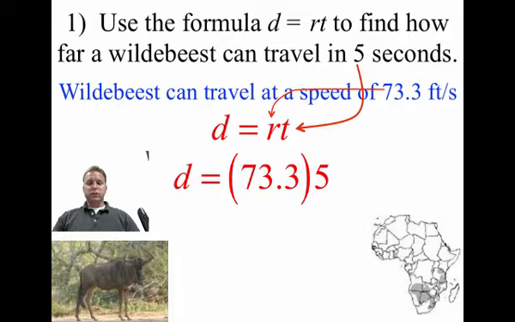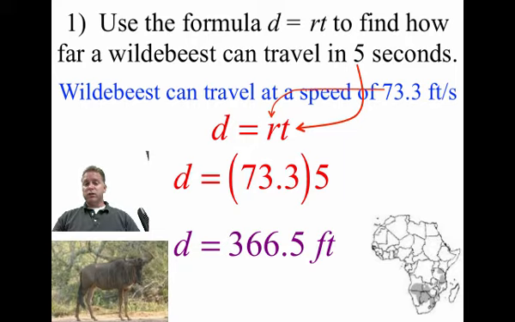So we'll go 73.3 times 5, which means that a wildebeest can travel 365.5 feet in 5 seconds, which when you think about it is over a whole football field's length. So they're moving pretty fast.